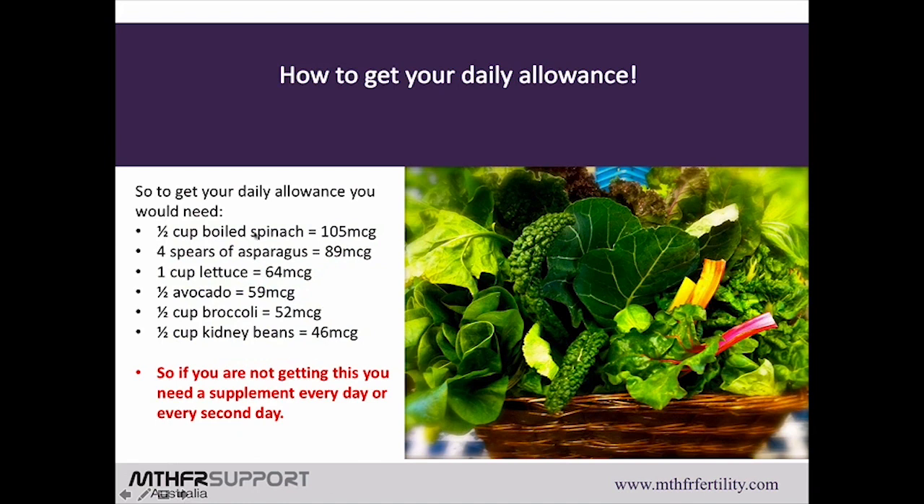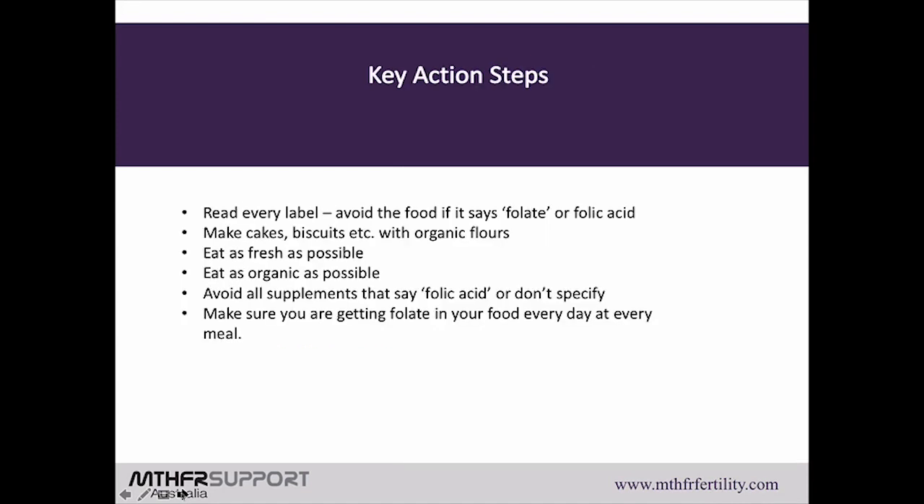So let's have a look at your daily allowance. 400 micrograms. You would need half a cup of boiled spinach, 4 spears of asparagus, a cup of lettuce, half an avocado, half a cup of broccoli, and half a cup of kidney beans for you to achieve 400 micrograms. And I would say that most of you would not be getting anything like 400 micrograms. So yes, we need to get in our leafy greens as much as we possibly can, but in preconception and pregnancy, we must be taking a supplement with the active form of folate.